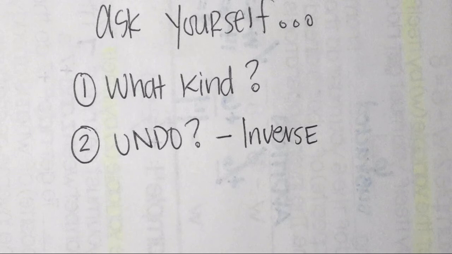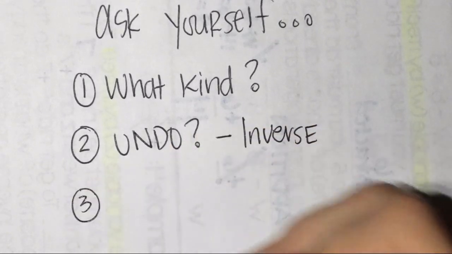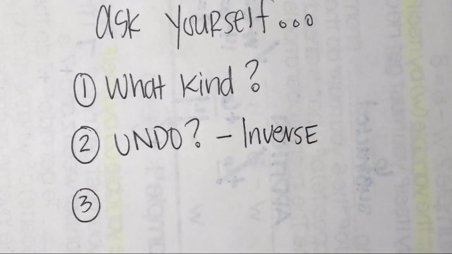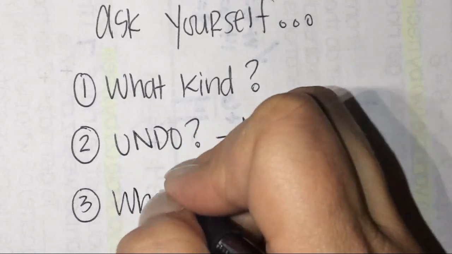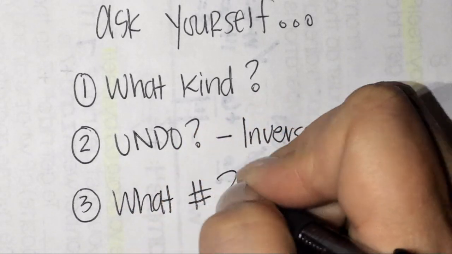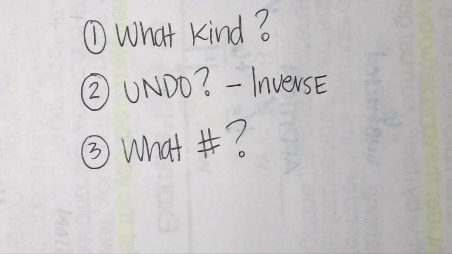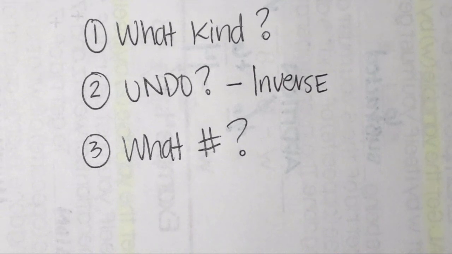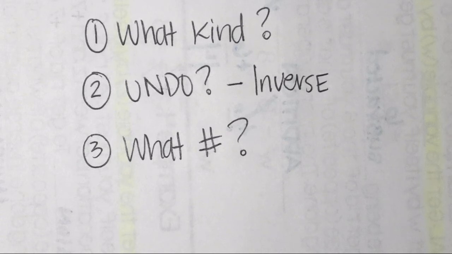And then, finally, what was my third question? Cancel. What do you want to cancel? Okay, what number? So what number do I want to get rid of? That is not a hashtag, that is the abbreviation for number, and it is called the pound sign.